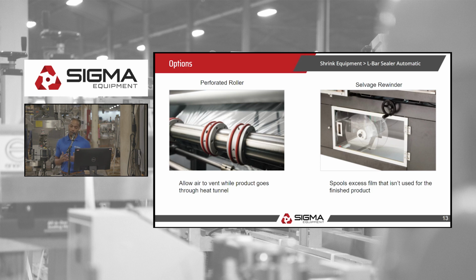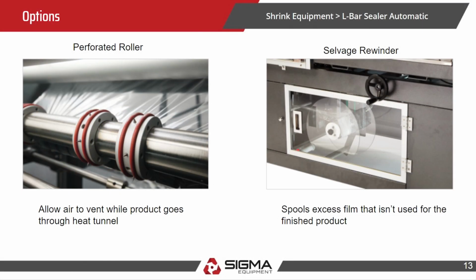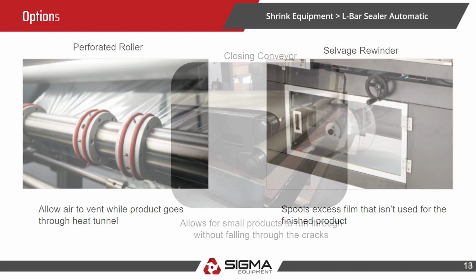So options to add to the L-bar sealers could be perforated rollers, which allow the air to vent through the product while it goes through the heat shrink tunnel. A good note to add is that you need a specific type of film, so get your customer in touch with a film expert, because this is not compatible with all different types of film. Additionally, a salvage rewinder. This spools excess film that isn't used in the finished product. Another note is that these can be found externally or internally.